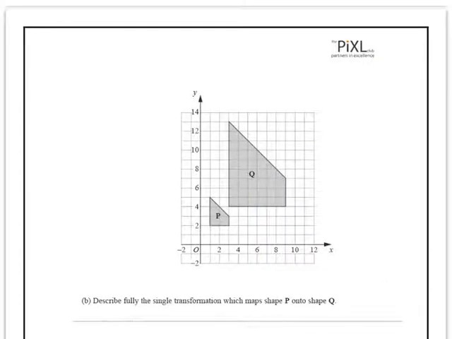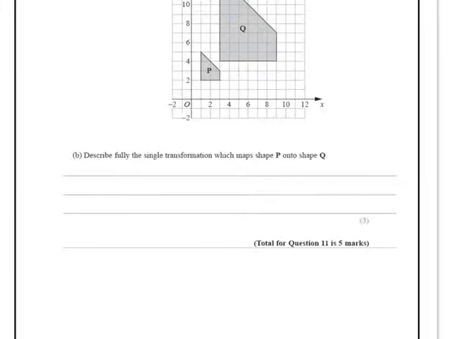Okay, so this question is asking us to describe the single transformation to go from shape P to Q. Now there are 4 different transformations that you could use. You could use reflection, rotation, translation and enlargement. Well, it's clear that P has been made bigger to become Q, so this must be enlargement. So that's going to be the first part of our answer. Enlargement.